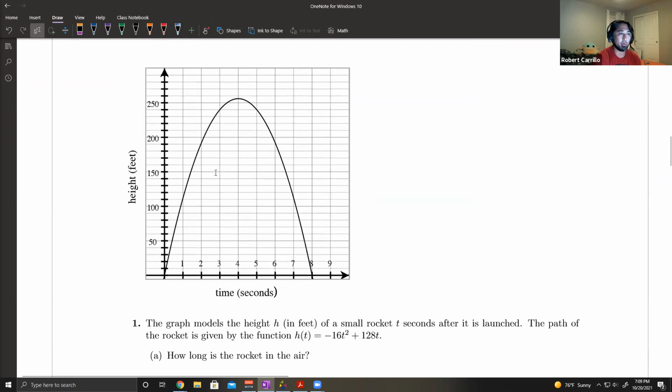All right, so number one, the graph models the height h in feet of a small rocket t seconds after it is launched. The path of the rocket is given by the function h of t equals negative 16t squared plus 128t. Question A, how long is the rocket in the air? So we're looking for time, which means we're looking for the x-intercepts.